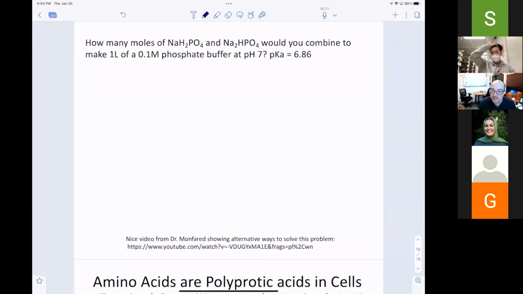Yeah, I had a question. For all these example problems, we've always been adding base. Will we ever have a situation where we're adding acid to a buffer and then we would have to calculate the pH change?